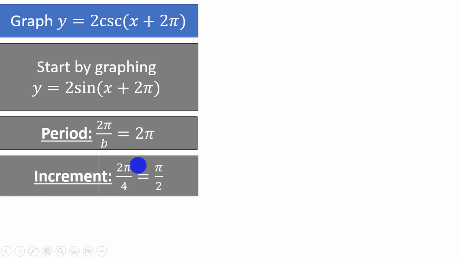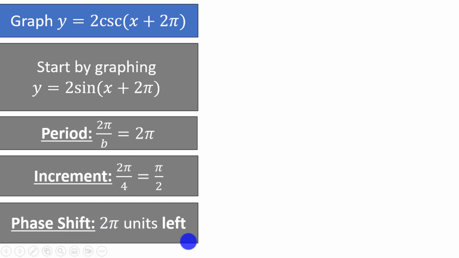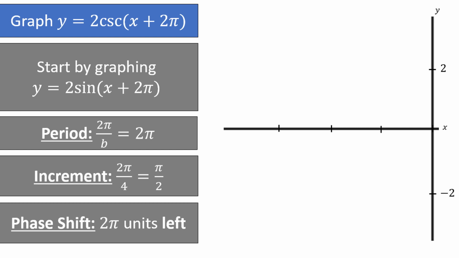Our increment is 1/4 of that, which is just pi over 2. Notice that we also have a phase shift, indicated by the value added on the inside of the function. This will be a shift of 2 pi units to the left. Let's graph the function. Typically, a sine function would start at 0, 0, but since we are shifted 2 pi units to the left, I will instead start at negative 2 pi, 0. Instead of labeling this as negative 2 pi, I'm going to label this as negative 4 pi over 2 to match our increment.